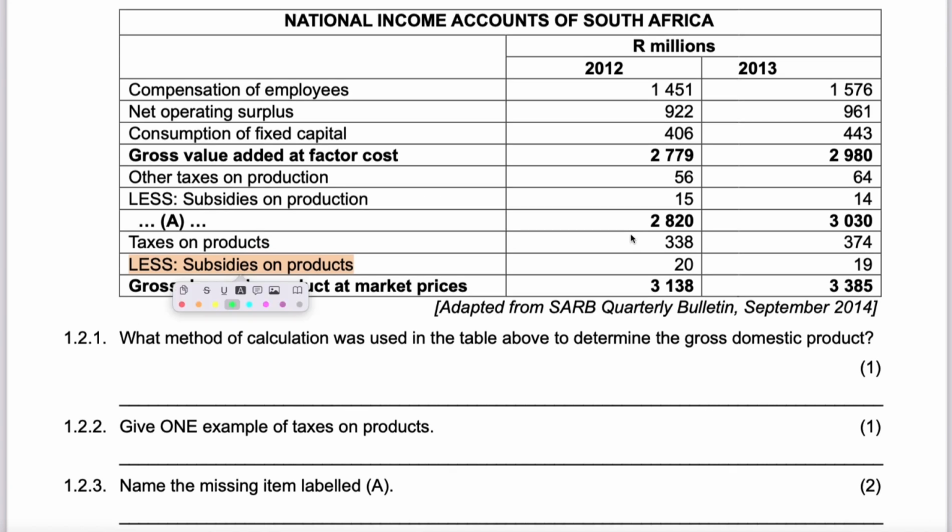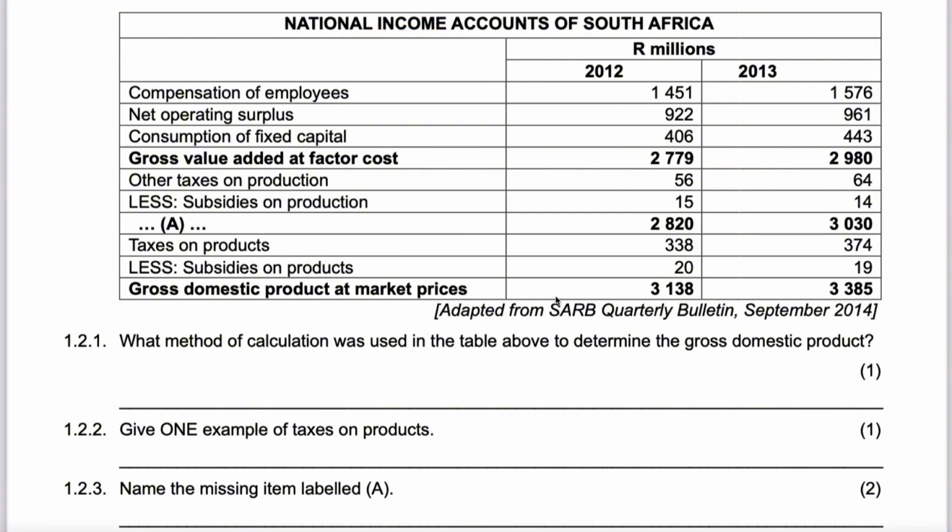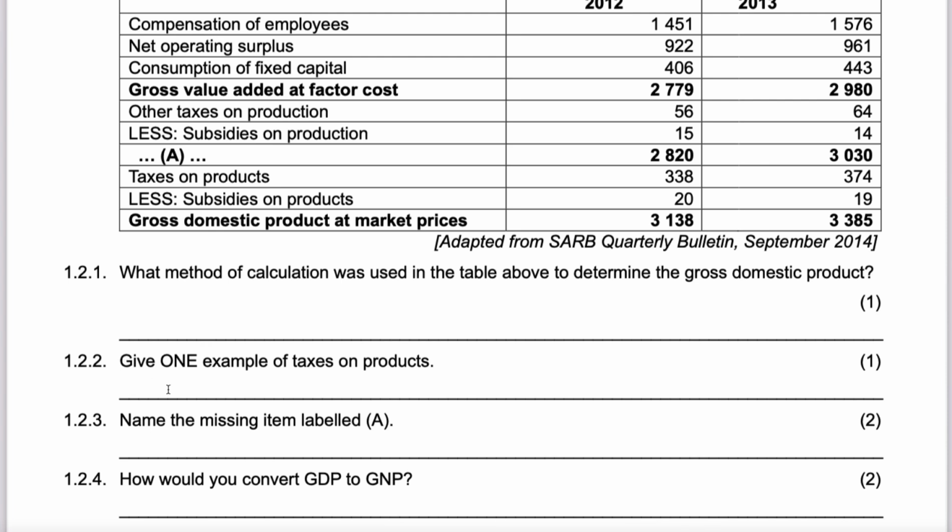Okay. Our first question is, which method of calculation was used in the table above? So the answer is income method. We anticipated this and it came. Now, the number 2, give one example of taxes on products. Be careful. Don't say pay as you earn, because pay as you earn is an example on taxes on production. Here we're saying products. Be careful. So a simple example is VAT. Don't look for other examples, please. Just keep it simple. VAT.